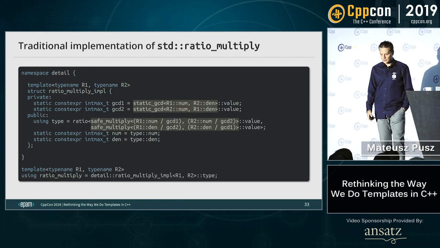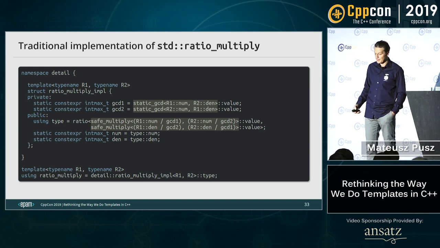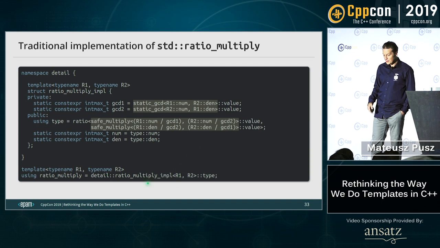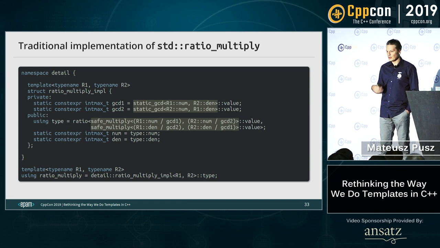Alternative, no, sorry, there is also one more example with how to do ratio multiply. To do ratio multiply, you also use GCD and also something called safe multiply to make sure that you do not overflow the ratios. These are all the class templates here.